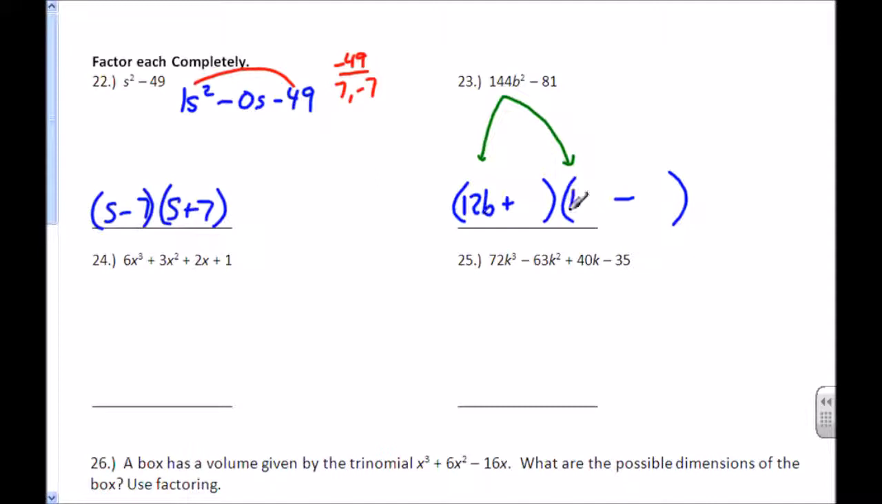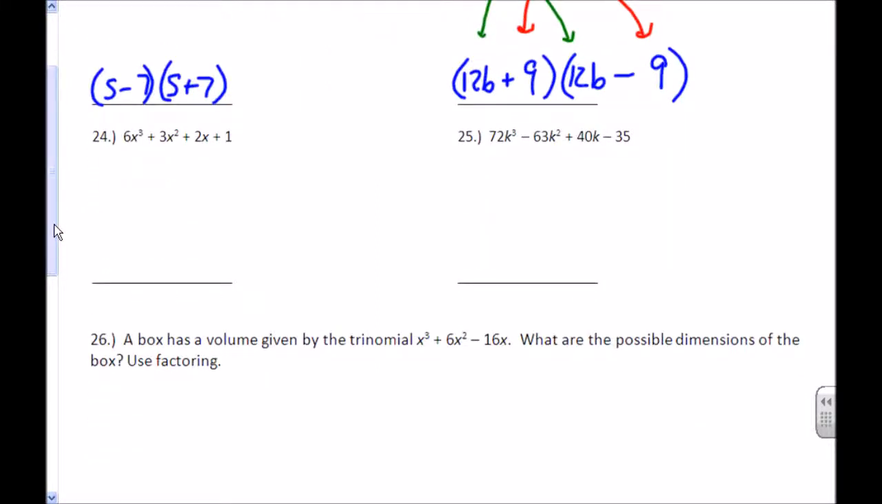12 times 12 gives me the 144, b times b gives me the b squared. And then I ask the same question about the 81. What times itself will give me that 81? And that's going to be a 9 times a 9. Again, these factors are exactly the same except the sign. One's a plus, one's a minus.